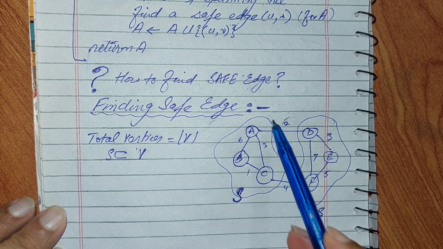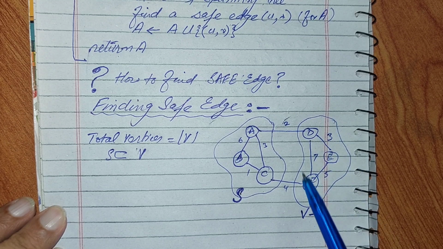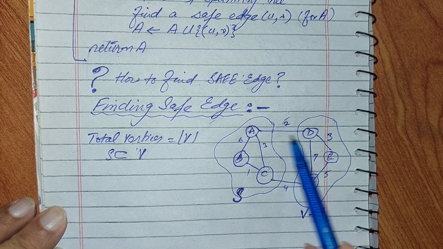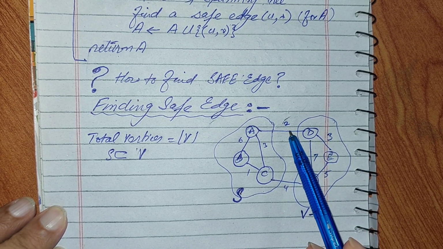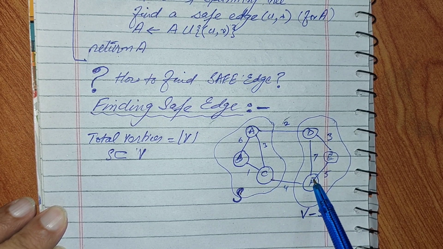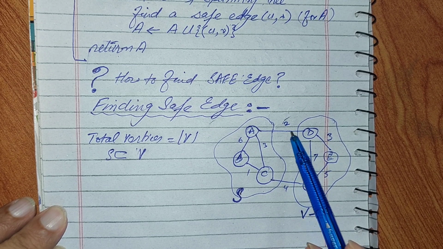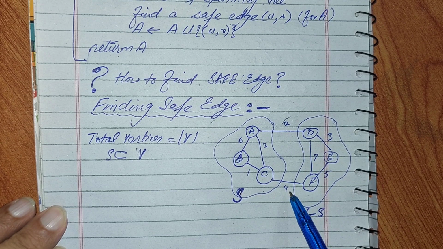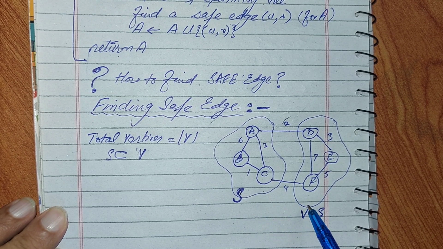To calculate an MST, there should be an edge connecting S with V minus S. We can see in this component that is S, and in this component that is V minus S, there are 2 edges crossing, with costs 2 and 4. To connect these 2 components, we need to choose one of these edges. Some edge should be selected that is connecting S and V minus S.